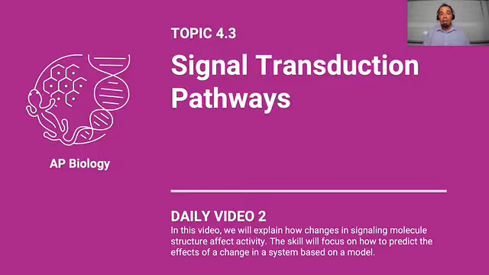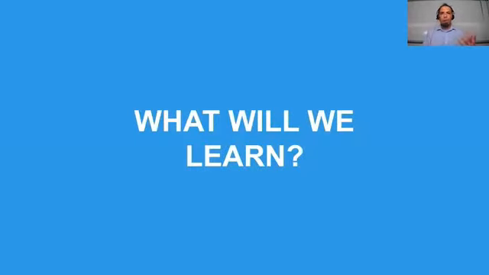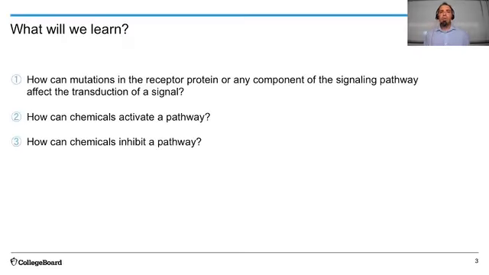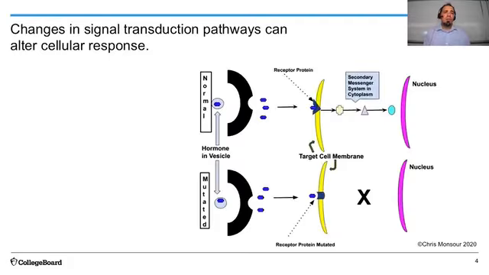This lesson will explain how changes in signaling molecule structure affect activity, and the skill will focus on how to predict, key point there, the effects of a change in a system based on a model. So what we learn, again, objectives are always important. So what will we learn? How can mutations in the receptor protein or any component of the signaling pathway affect the transduction of a signal? How can chemicals activate a pathway, and how can chemicals inhibit a pathway? So changes in signal transduction pathways can alter cell response.